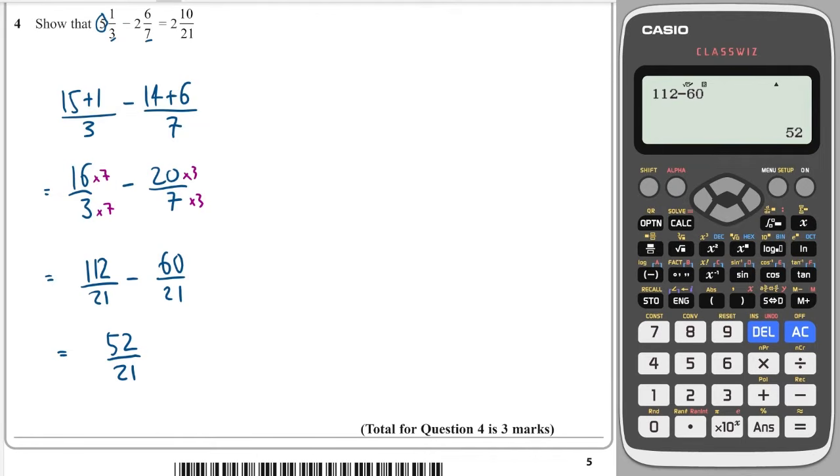And how many 21s fit into 52? That is 2 wholes, and 21 doubled is 42, which leaves 10 left over to make 52.